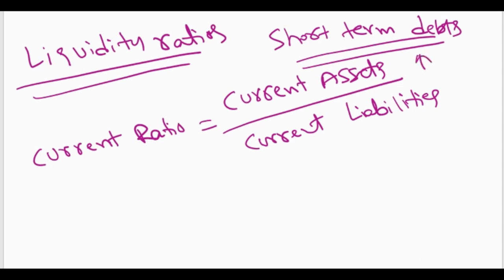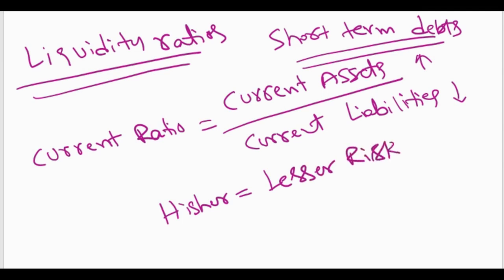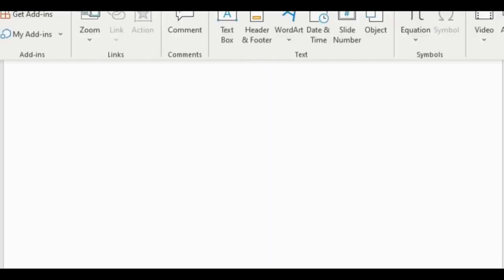Current assets should be higher and current liabilities should be lower. So then you will have a higher value. Higher value is lesser risk, right? So this is better for the company. So this is all about liquidity ratios. Then now let us look at the third one, right? That is solvency ratios.